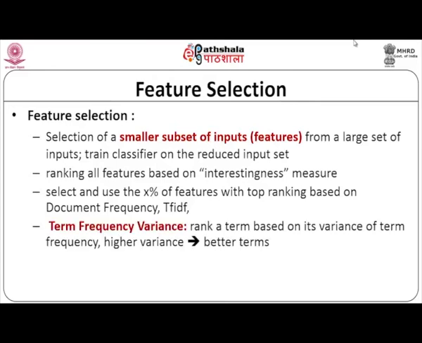Term frequency variance: rank a term based on the variance of its term frequency; higher variance means better terms. What it means, I can explain better, is that I have a term, let us assume a document, and you rank a term based on its variance with other terms. So, how different is it from other terms, and based on that you give it a higher ranking, which means that the variance has to be captured. So, those are the better terms.